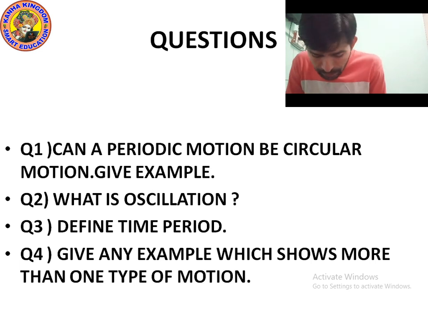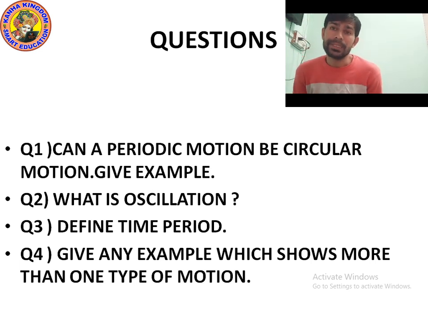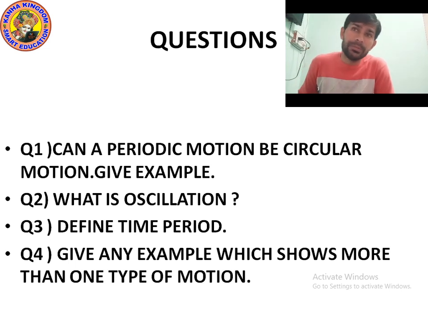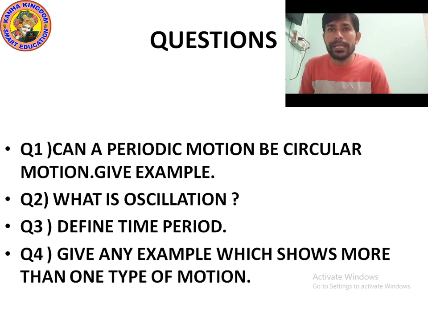So remember kids, circular motion can be periodic motion, and oscillatory motion can also be periodic motion, but periodic motion cannot always be oscillatory motion. Okay, now question number 3, define time period. Time taken to complete one oscillation is known as time period.